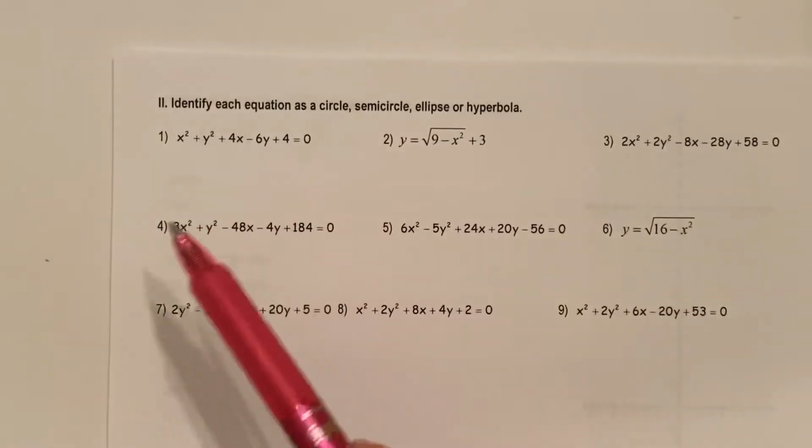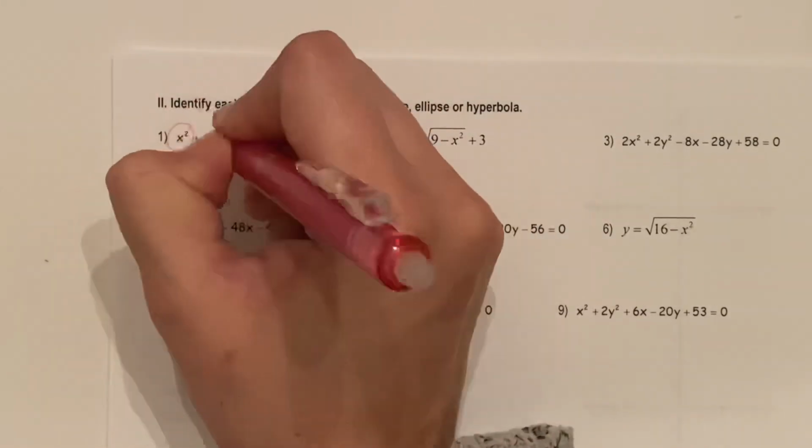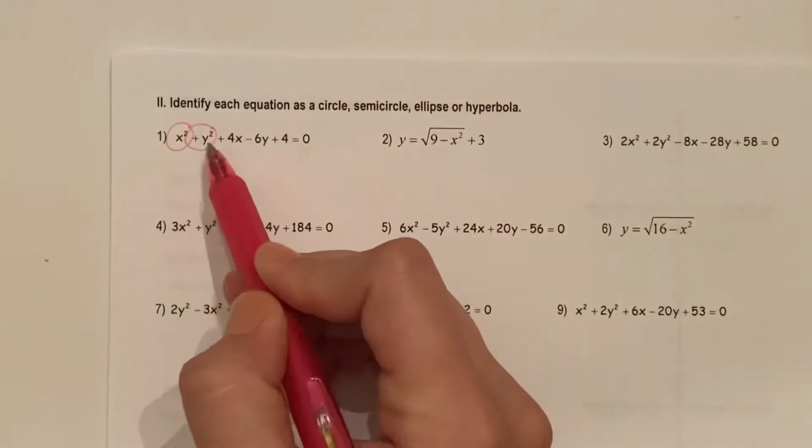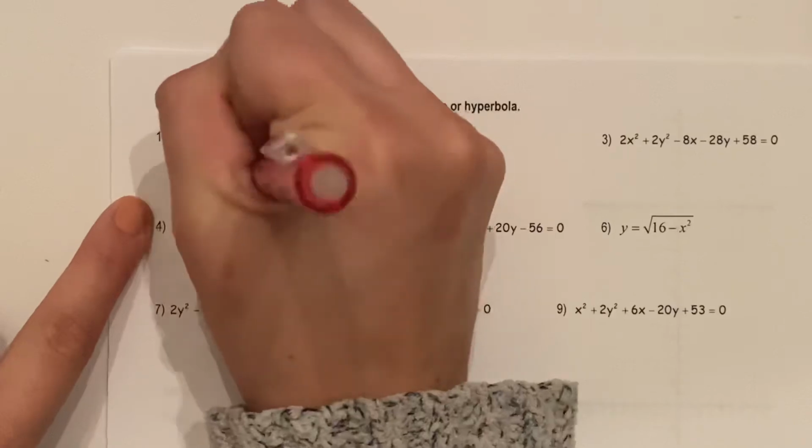Number one, you have to locate A and B. That's the x squared and the y squared. So I'm looking here and here. They're both exactly the same. That is circle.